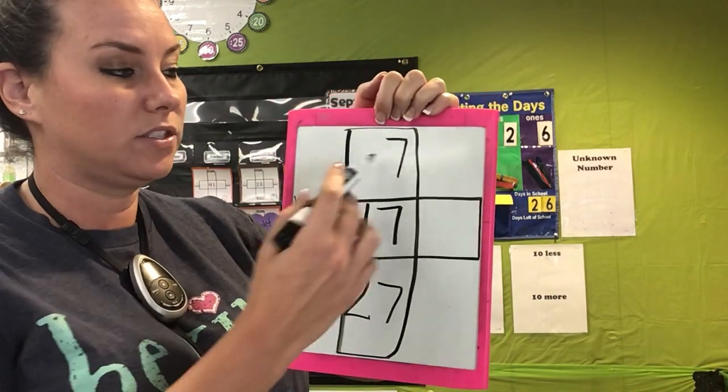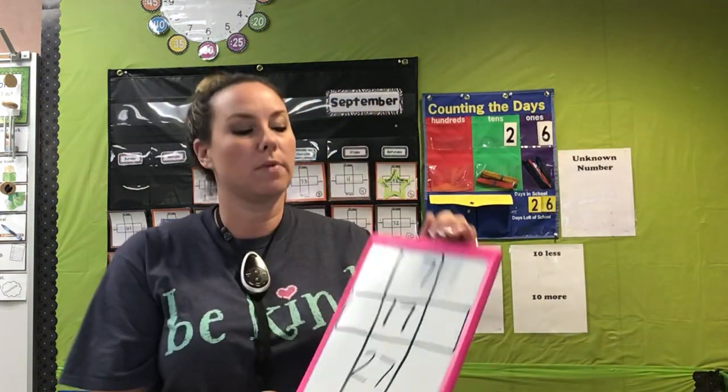So let's count by 10s, starting with the number 7. So that's 0 10 sticks. So we have 7, 17, 27, 37, 47, 57, 67, 77, 87, 97, 107. Back down. 97, 87, 77, 67, 57, 47, 37, 27, 17, and 7. Nice job. So now let's do our 1 more, 1 less.